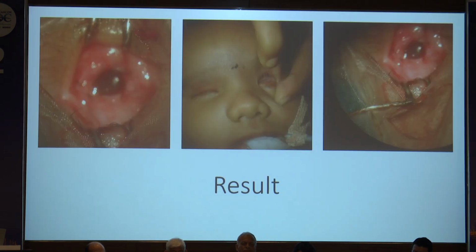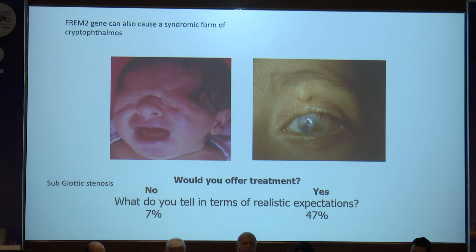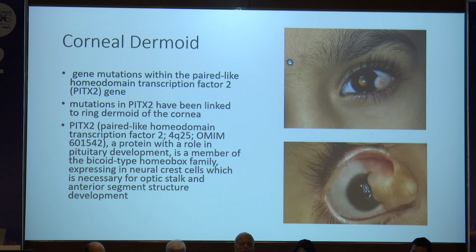Some of these cases, cryptophthalmos, these are the results. So would you offer FREM2 gene, something that you would like to find out, but would you offer it in particular cases? You look at the phenotype, put it into the system, and it'll tell you, no, you don't do that on the right side, you do it on the left side. Corneal dermoids, if you see a PITX2 gene mutation with a ring-like dermoid, you know that this PITX will be associated with a pituitary abnormality.